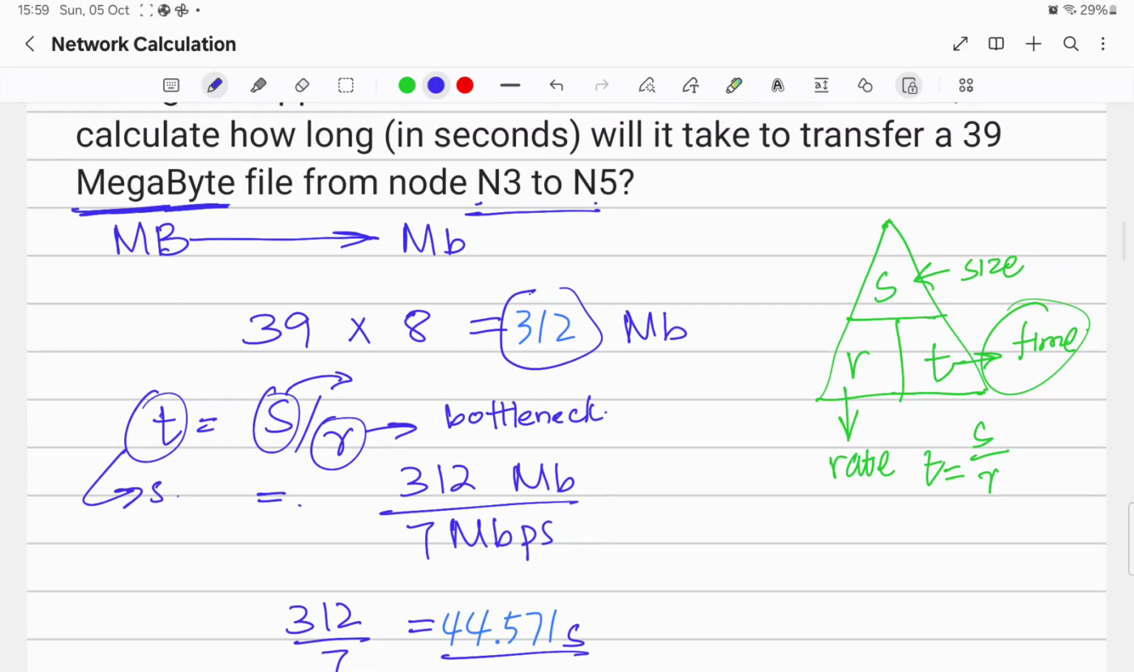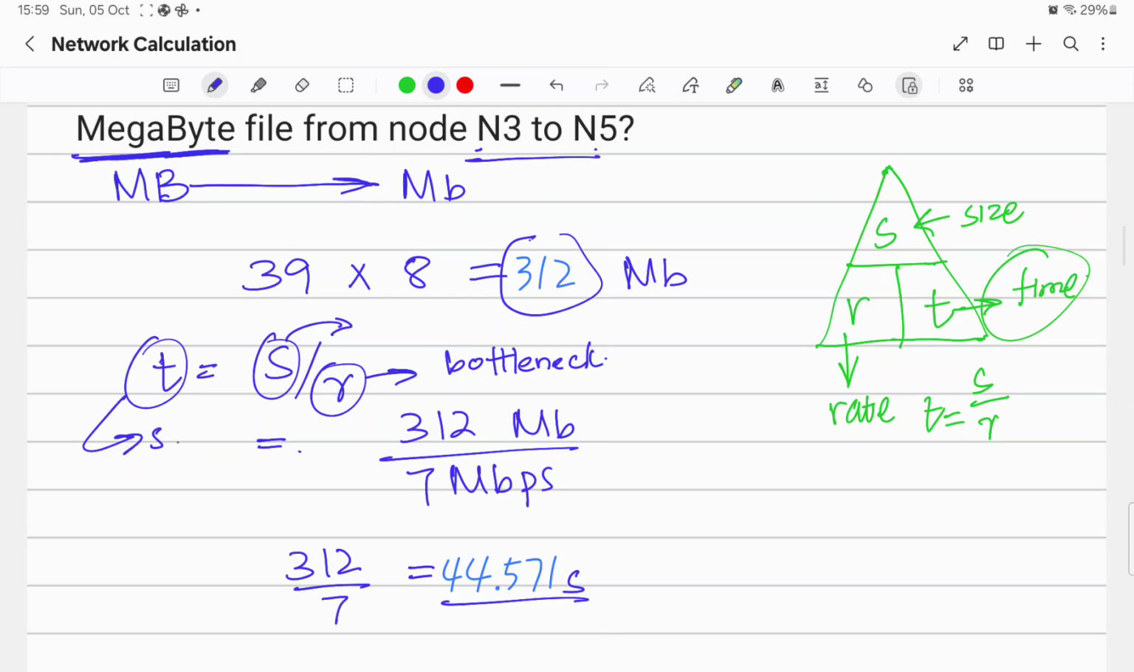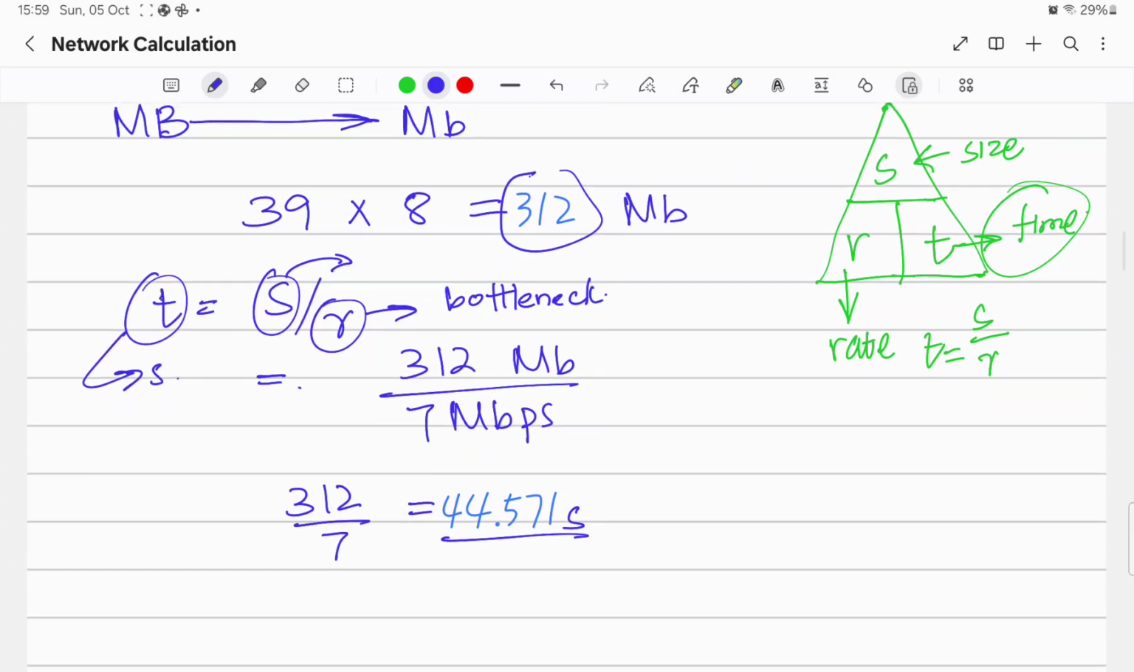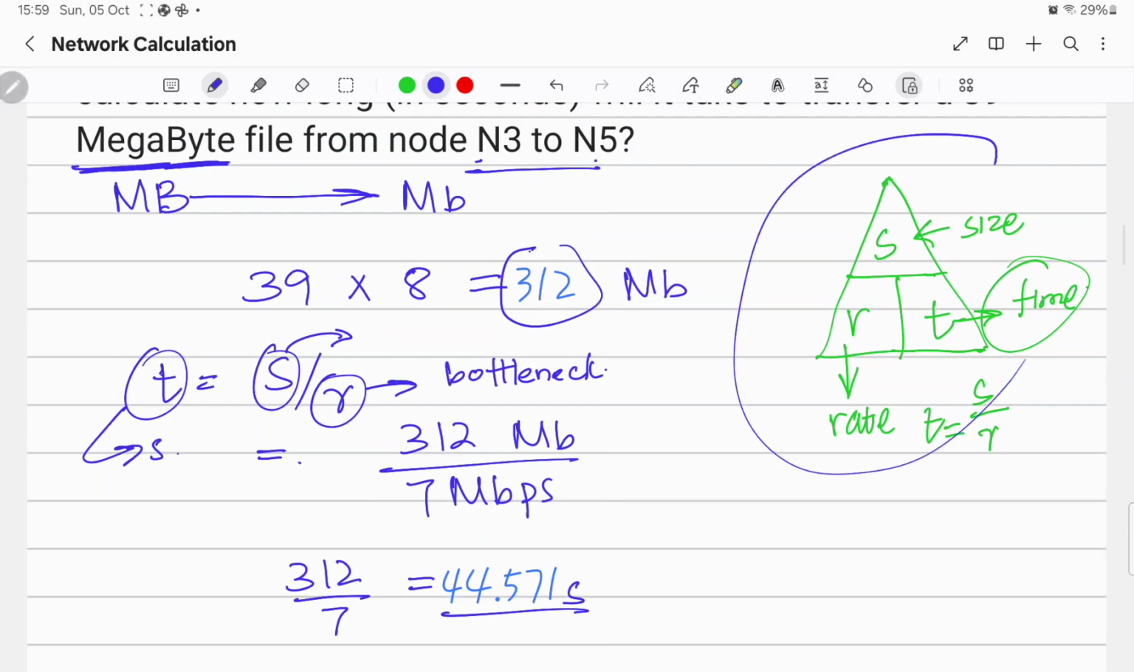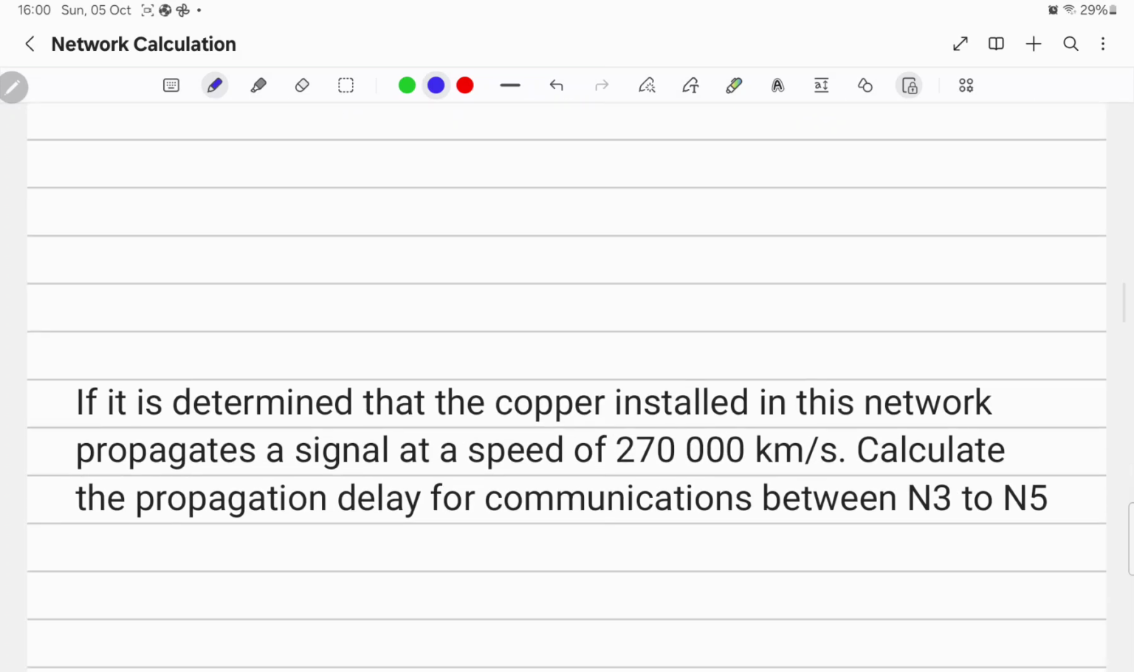If you easily forget questions or the formulas, or how to maneuver around here, try to practice this. I think this will help as well. Now let's move to another question.